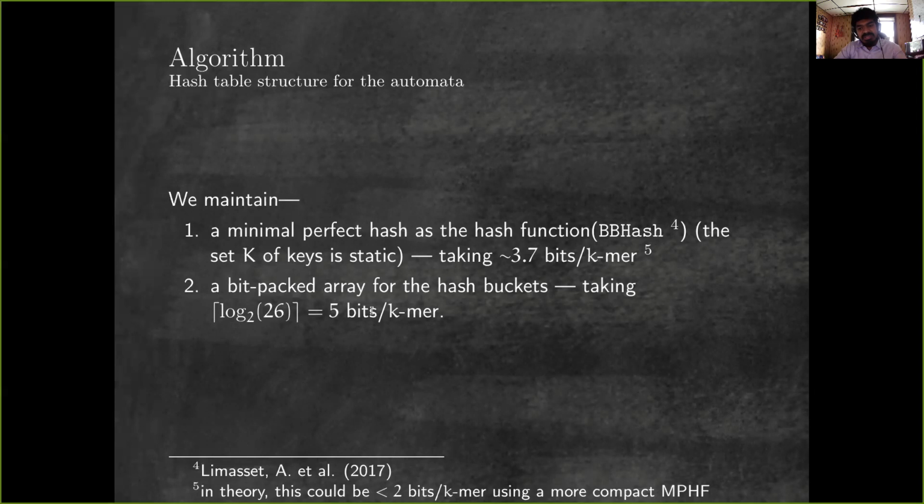We use the BBHash algorithm to construct the hash function that needs just around 3.7 bits per distinct k-mer to store the function. As for the hash table buckets that actually store the states of the vertices, we use a bit packed array. Now, since a vertex always remains in one of only 26 different states, we require log 26 base 2, that is 5 bits to store such a state. Thus, as a whole, the hash table structure requires approximately 8.7 bits per distinct canonical k-mer.